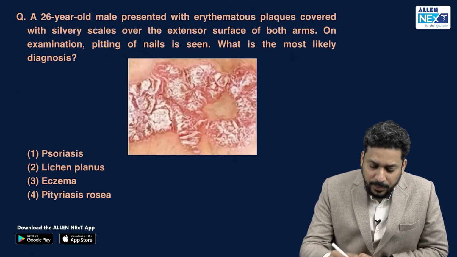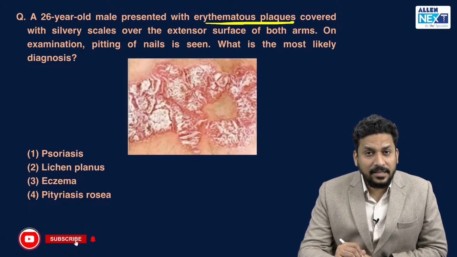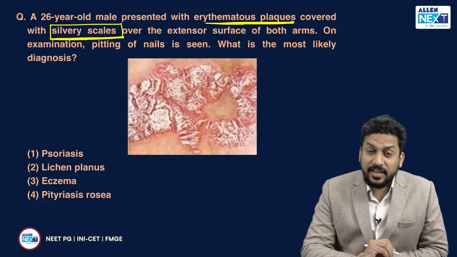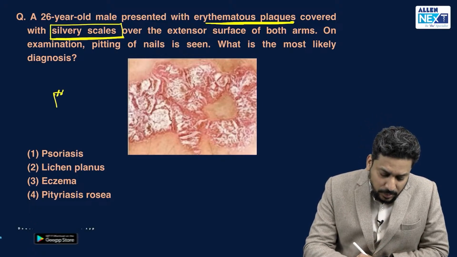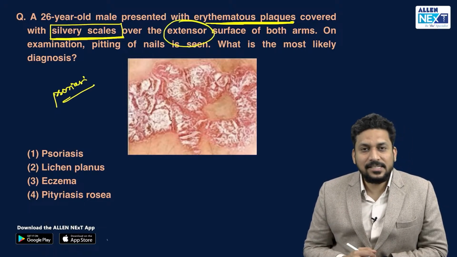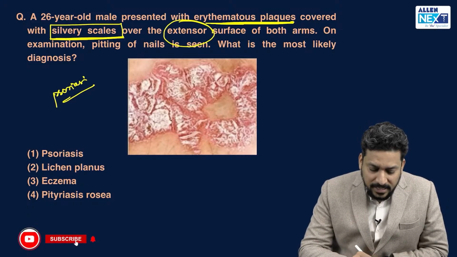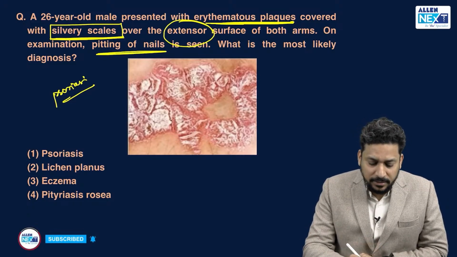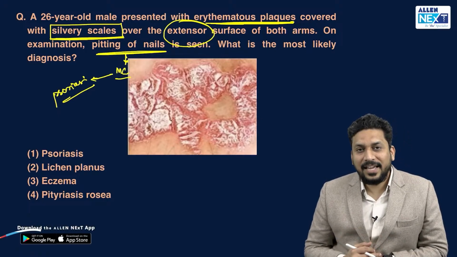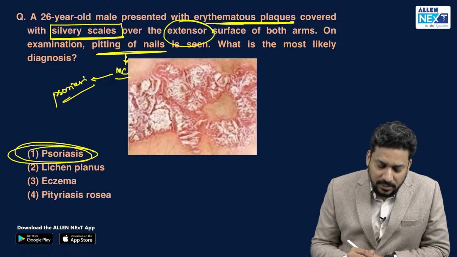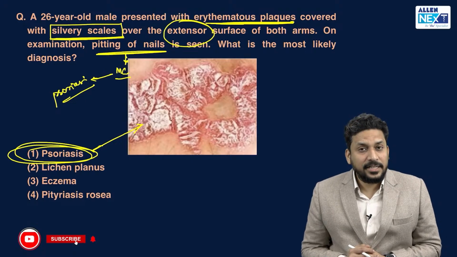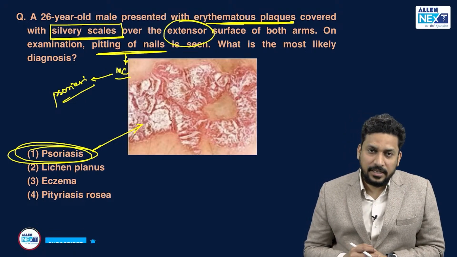A 26-year-old man presented with erythematous plaque. So they are red in color, they are solid raised areas covered with silvery white scaling. This is very characteristic of which condition? Yes, psoriasis. And the common sites involved are extensors like knee, elbow and back. And on examination, pitting of the nails is also present, which is the most common nail change associated with psoriasis. So what is the likely diagnosis? Yes, obviously this is a case of psoriasis. And these are the characteristic lesions, that is erythematous plaque with silvery white scaling, which is seen in psoriasis.